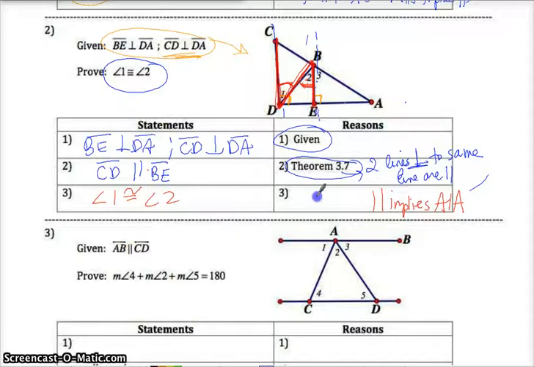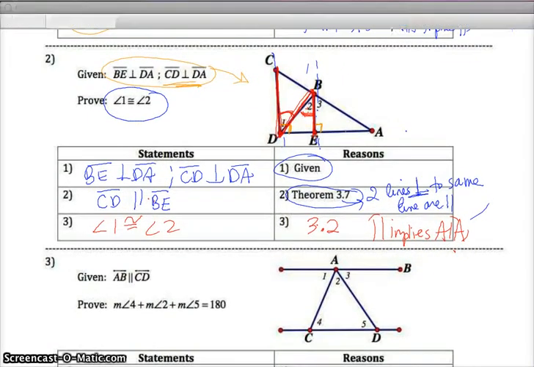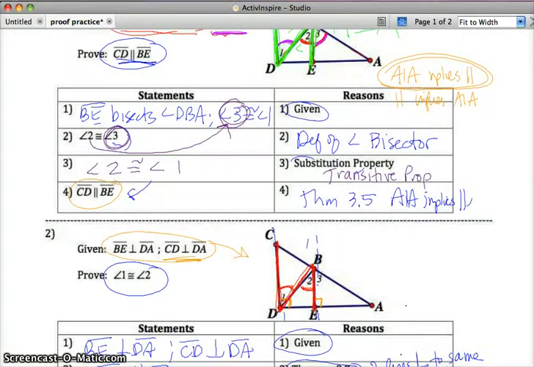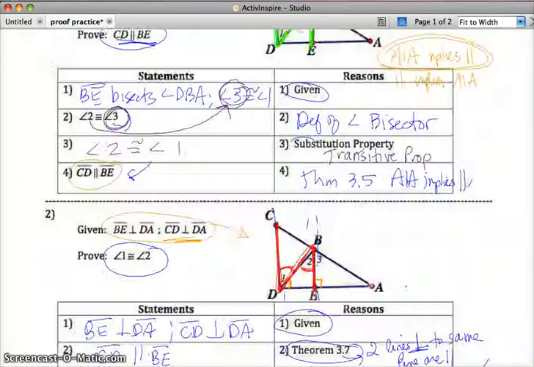So that is theorem 3.2. Right? The parallel lines make us know that these angles are congruent, as opposed to the one above it, where it says that the congruent angles imply parallel lines. It's the opposite, it's the converse.